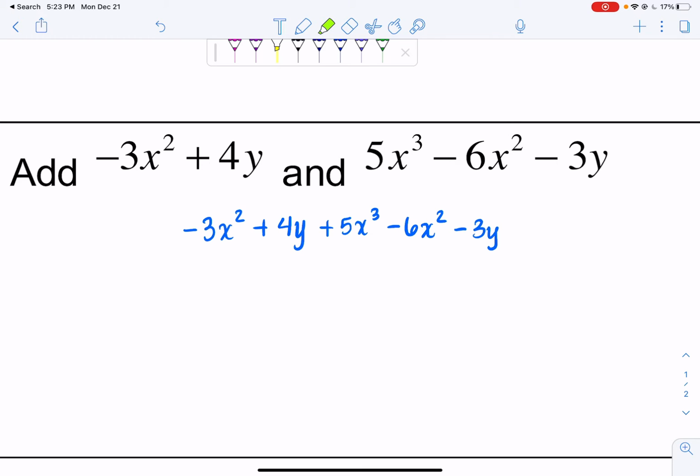So I go ahead and start combining. What can I combine with minus 3x squared? I can combine it with minus 6x squared. So minus 3 minus 6 gives me a minus 9, so I have minus 9x squared.